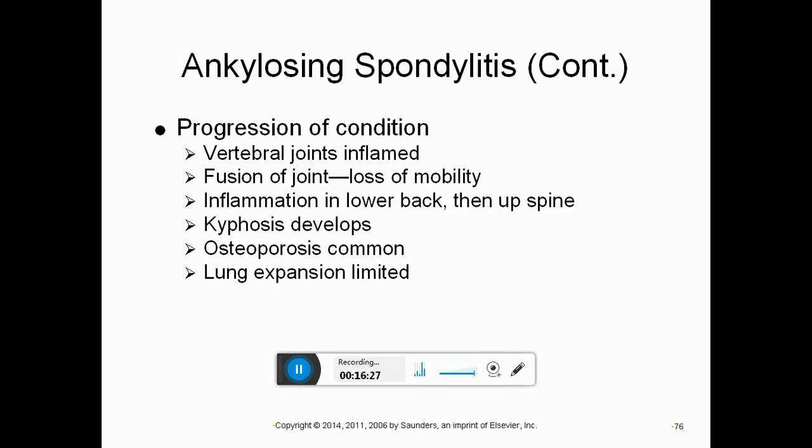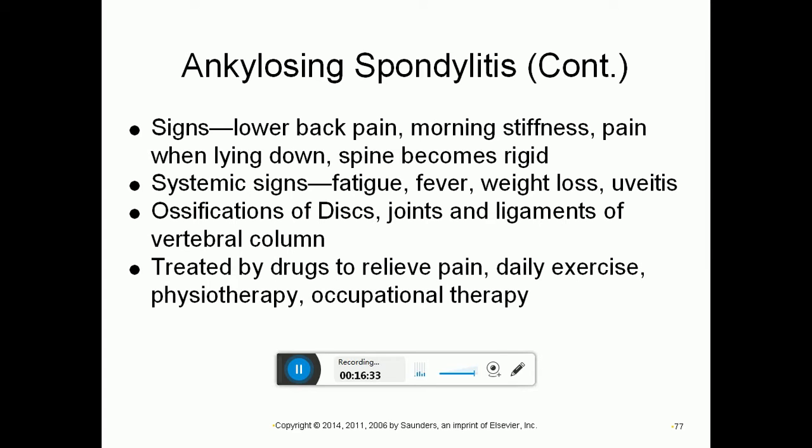Okay, we've talked about the progression of the condition. This again is usually a male between the age of 20 to 40. They come into the office with lower back pain that is worse in the morning. They have morning stiffness between half an hour to 45 minutes. The pain gets better as they are able to move around, so movement helps them with the pain. They could have some systemic effects like fatigue, fever, weight loss, and uveitis. Uveitis, again, is inflammation of the middle coat or the middle tunic of the eye.